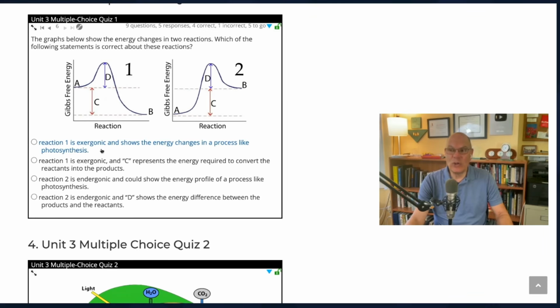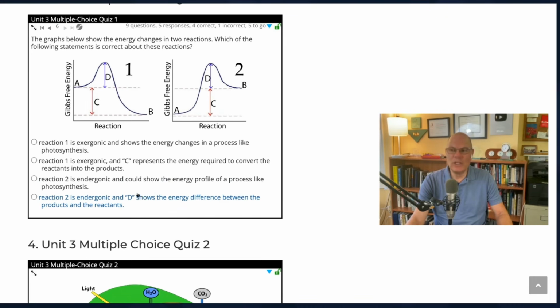Choice 1. Reaction 1 is exergonic and shows energy changes in a process like photosynthesis. Choice 2. Reaction 1 is exergonic, and C, which is the energy difference, represents the energy required to convert the reactants into products. Choice 3. Reaction 2 is endergonic and could show the energy profile of a process like photosynthesis. 4. Reaction 2 is endergonic, and D shows the energy difference between the products and the reactants.